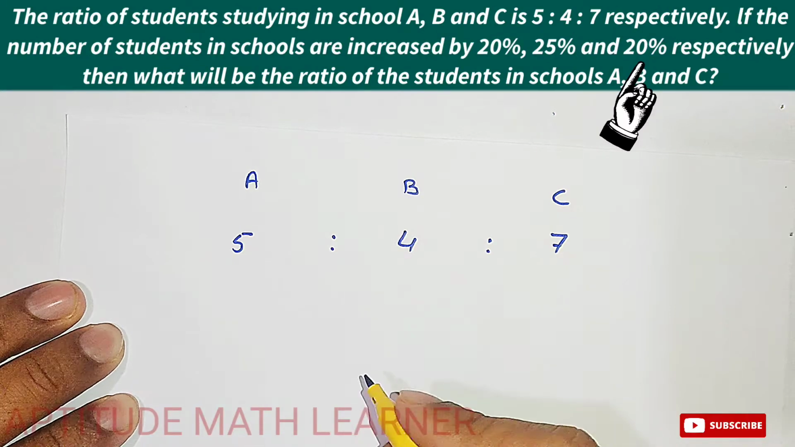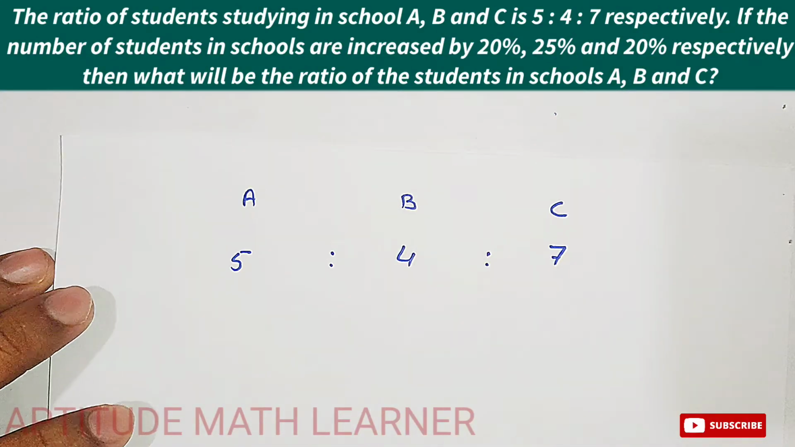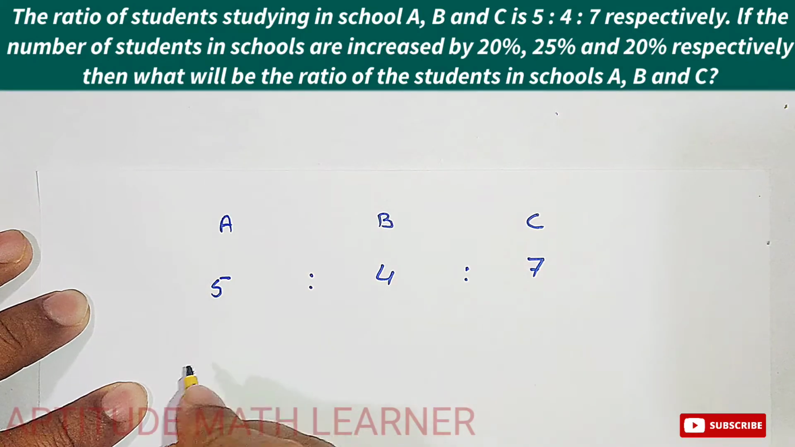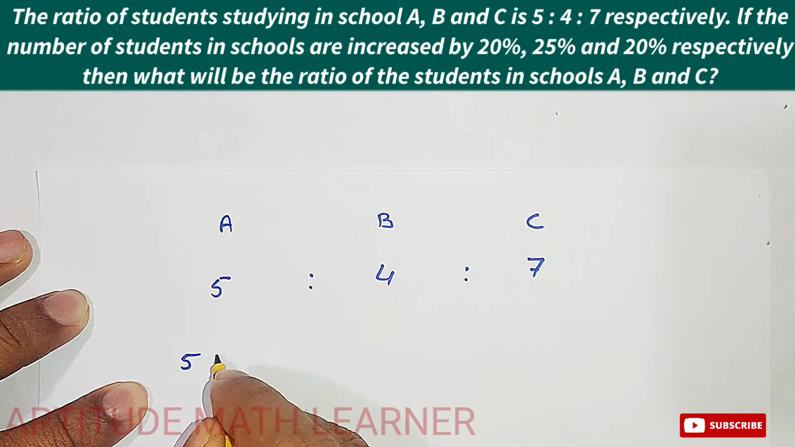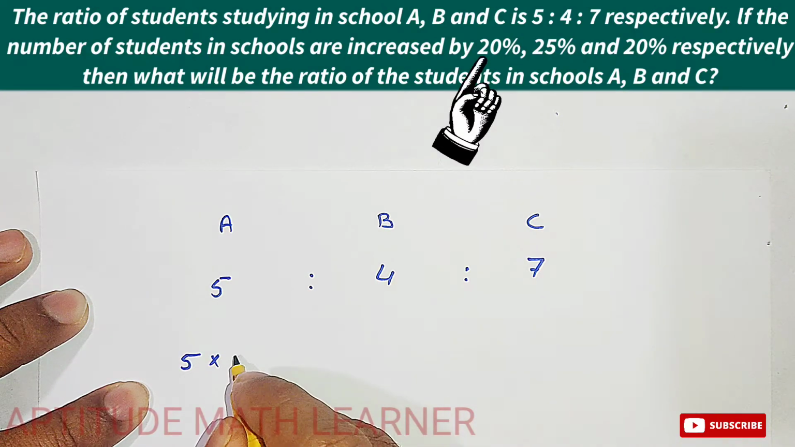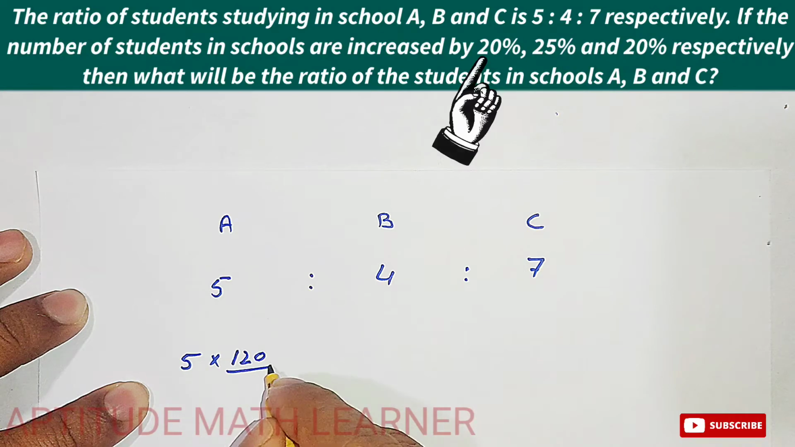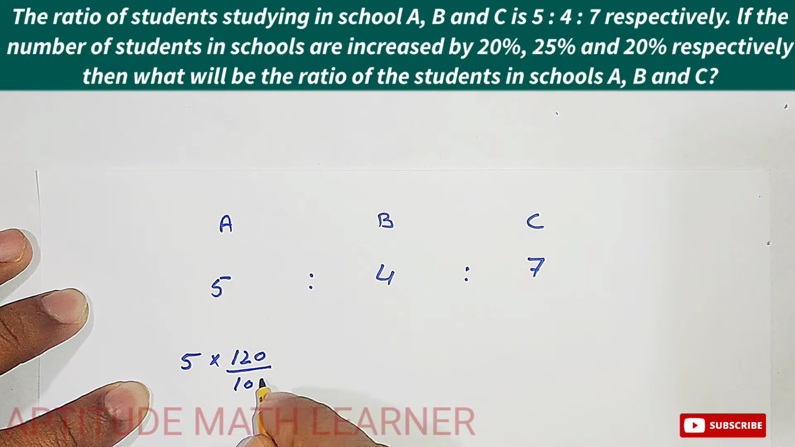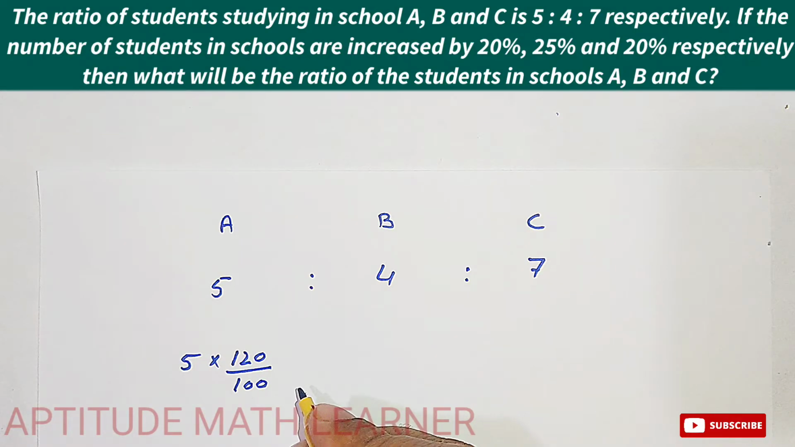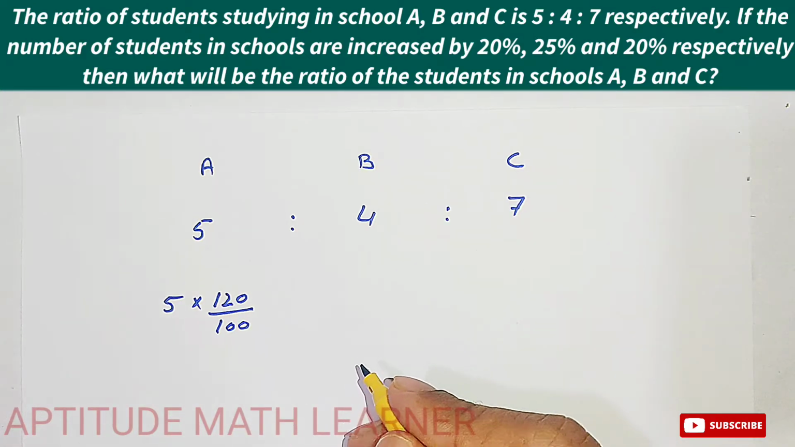for this we take a very useful shortcut method for solving such questions in competitive exams. So this is 5, and it is increased by 20%, so we multiply it by 120 upon 100. Some people may be confused about how this process came. It is a shortcut method to solve it in a very short time. Just for your understanding, I will explain it in an easy way.